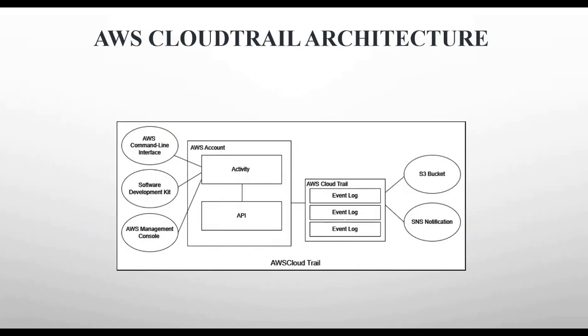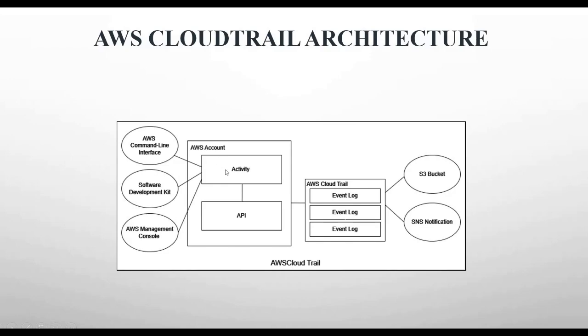So let's move to the AWS CloudTrail architecture. Here we can see the CloudTrail architecture. This is the AWS account. There is an activity and API. This activity includes the command line interface, software development kit and the AWS Management Console. Using the management console, you can log into your AWS account.